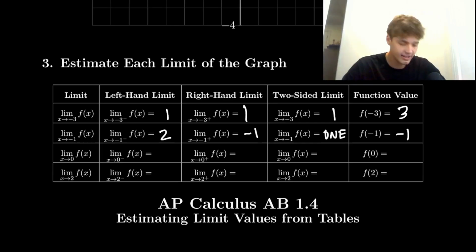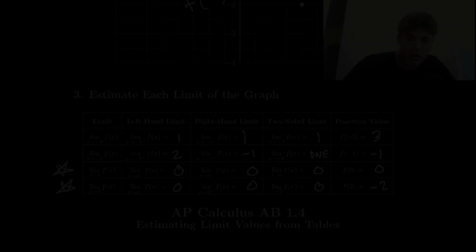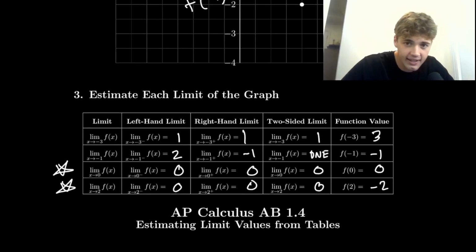So go ahead and try the other two on your own and come back to see what the solutions are. They follow the exact same properties as the ones before. All right, welcome back. And as you can see, for the limit as x goes to 0 of f of x, all the limits equal 0 and the function equals 0 at x equals 0.